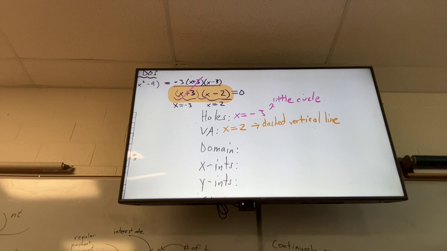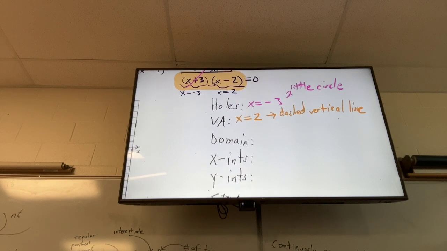What's my domain going to be? You should know this from 6.1. It's always all real numbers except for those two excluded values, okay? Or in this case, except for my hole and my vertical asymptote. So it's going to be -infinity, comma -3, union -3, 2, union 2, comma +infinity, okay?